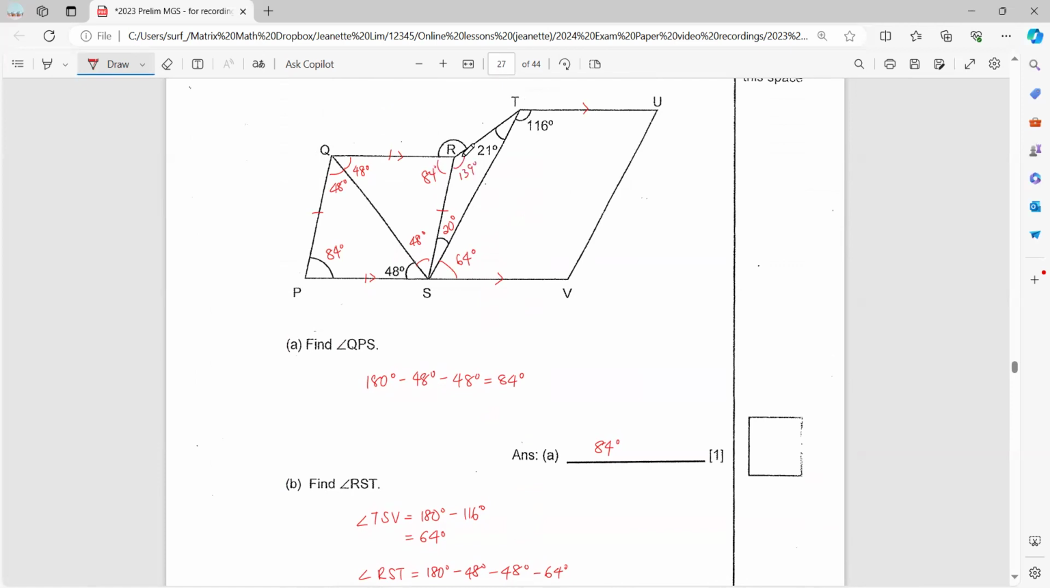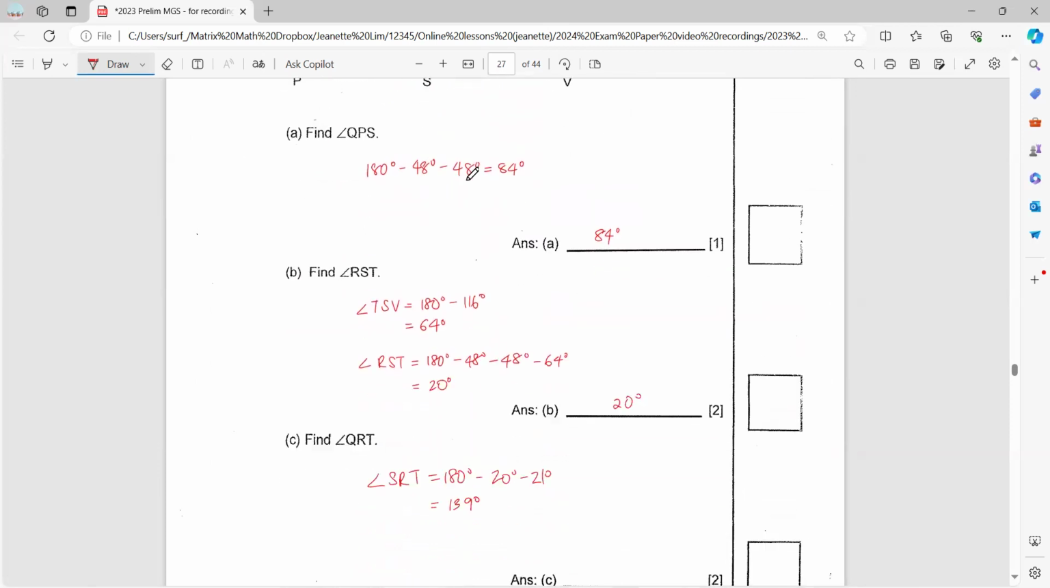360 minus 84 minus 139 will get you angle QRT, which is 137 degrees.